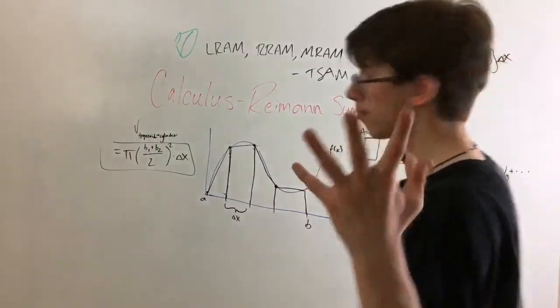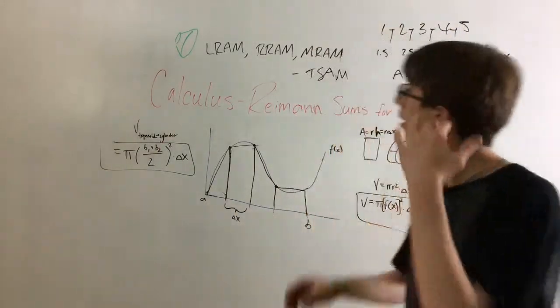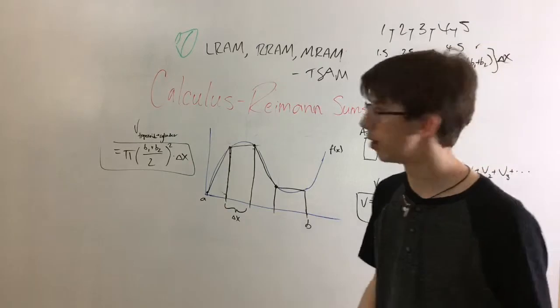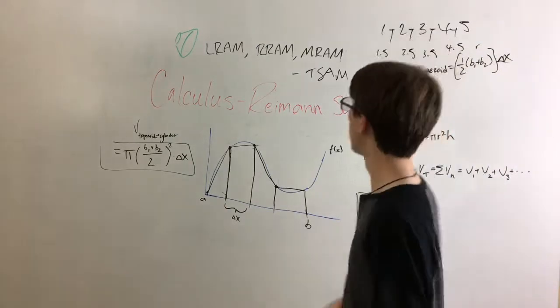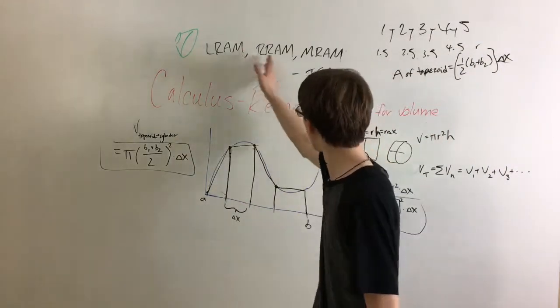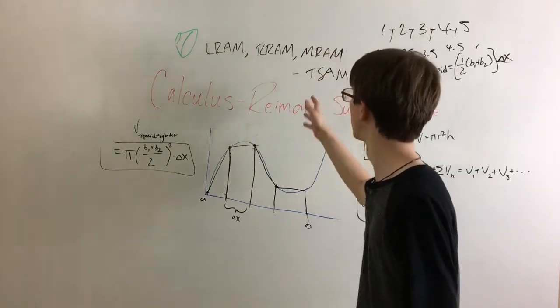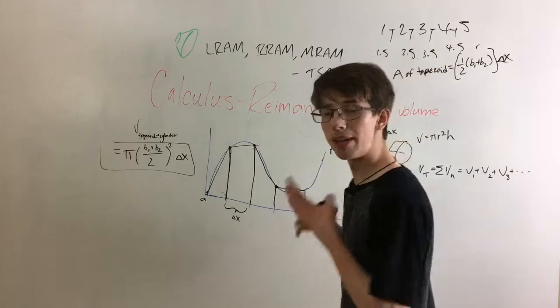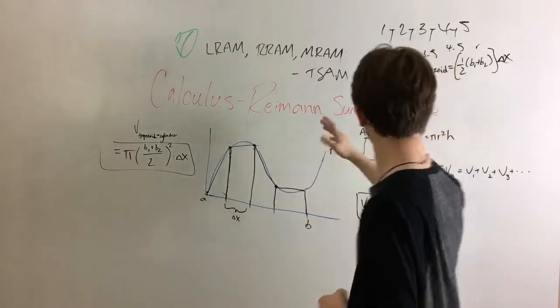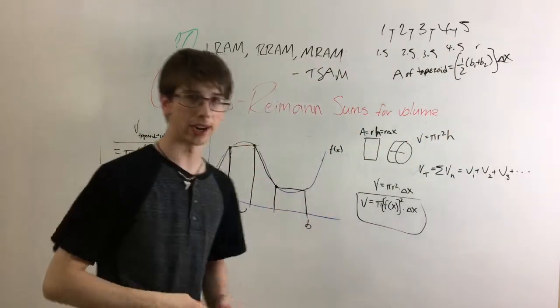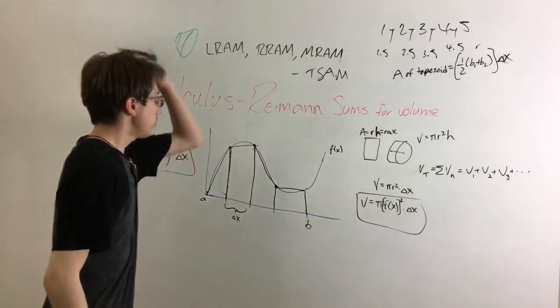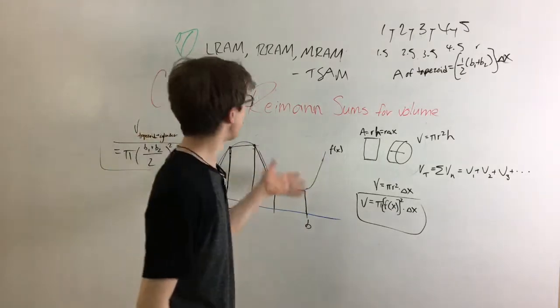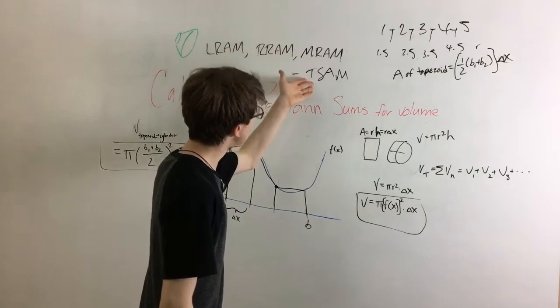Okay, so here I've already written everything on the board, and now I'm just going to explain what this means. Hopefully we're all familiar with LRAM, RRAM, MRAM, and TRAP, which are our Riemann sum approximations. This is just going to be an extension of it, based off of Riemann sums, for volume instead of for area. So we understand how to calculate LRAM, RRAM, MRAM, and TRAP, right?